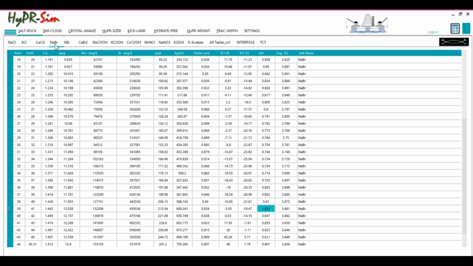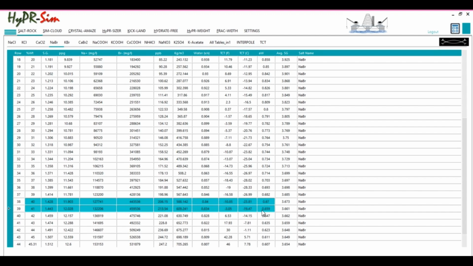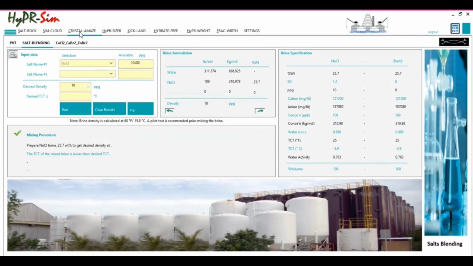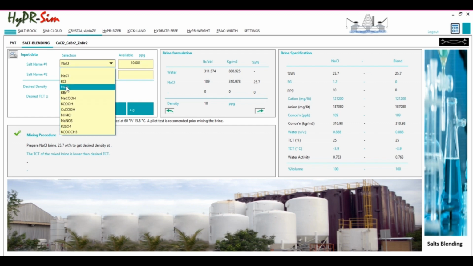At a density of approximately 1.44 SG, 12 ppg, and a concentration of about 41% by weight, sodium bromide exhibits a water activity of approximately 0.66. This water activity is at the required threshold, as determined from the first graph, ensuring the conditions are free of gas hydrate formation. In Crystal Amaze, select sodium bromide and set the required brine density to 12 ppg.